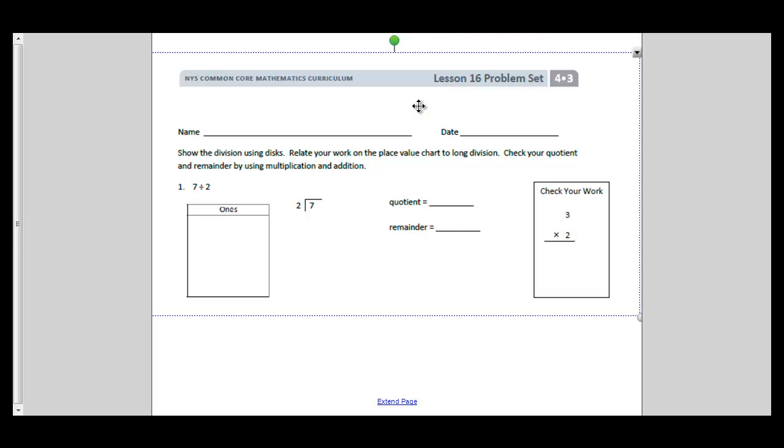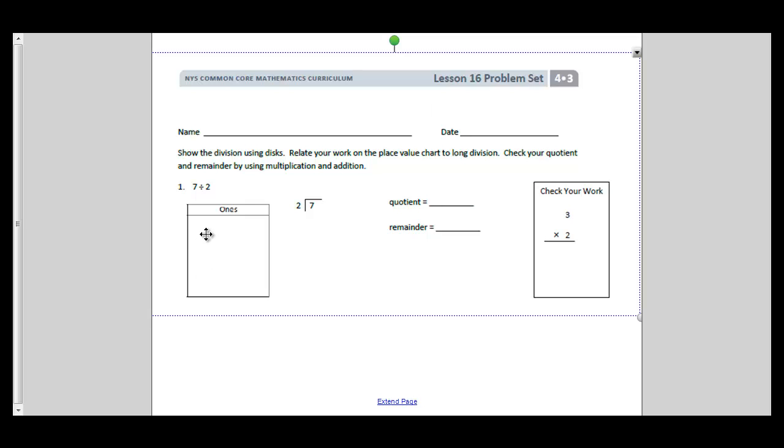Okay, now we're ready to take a look at our problem set. So write your name at the top of your problem set, and let's read the directions. It says, show the division using disks. Relate your work on the place value chart to long division. Long division is another word for standard algorithm. Check your quotient and remainder by using multiplication and addition. So this time we're going to check our work.